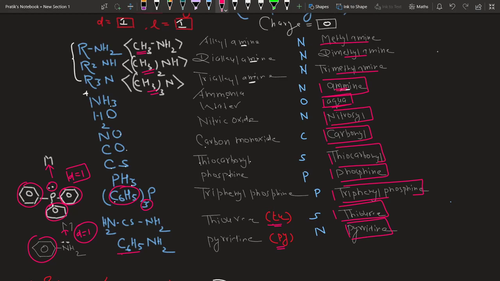Please remember these names which are changed, like ammine and aqua. Aqua means water. Nitrosyl and carbonyl. These are the names which are a little different from the common name. Ammine, aqua, nitrosyl and carbonyl.